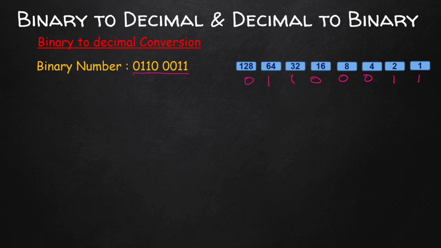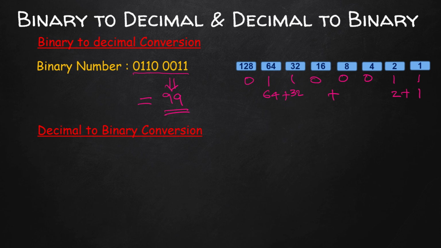After you map this binary number into our table, just take the value of all the ones and avoid the values of 0. So here I am going to take the values of 1, which is 64 here. Then we have 32 here. Then we have 2 here. Then we have 1 here. After we get all the values of 1, just add them all together, and that is the value of your decimal. So here your decimal value is equal to 64 plus 32 plus 2 plus 1. That is 99. This is our answer. So the decimal equivalent of this binary number is 99.